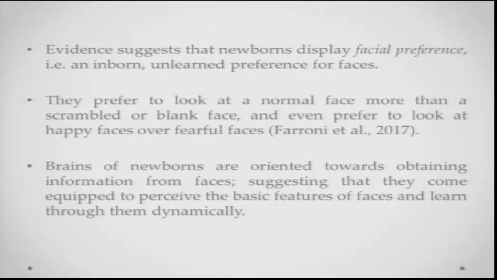So, brains of newborns are supposed to be oriented towards obtaining information from faces, suggesting that they come equipped to perceive the basic features of faces, the eyes, nose, mouth, also some emotional information that might be there in the faces. And the child is always trying to learn through whatever he is looking at, learn through the faces dynamically, understanding the person's expressions, reacting and learning also two things.